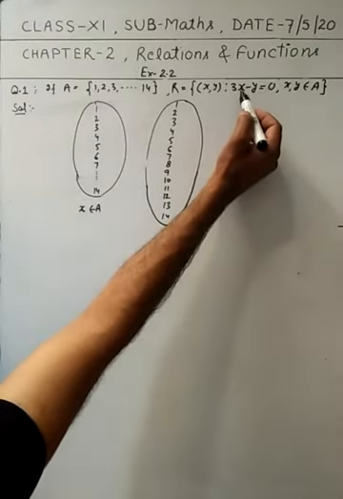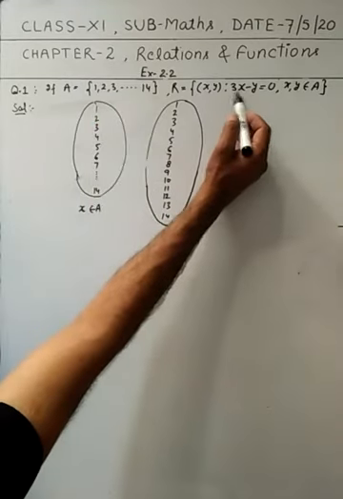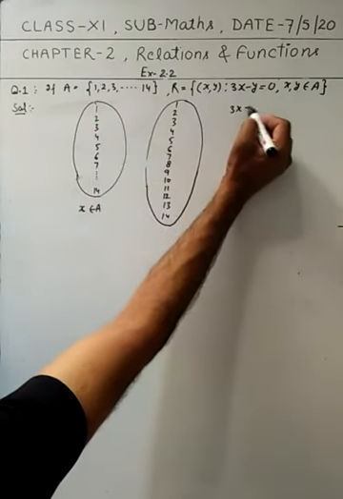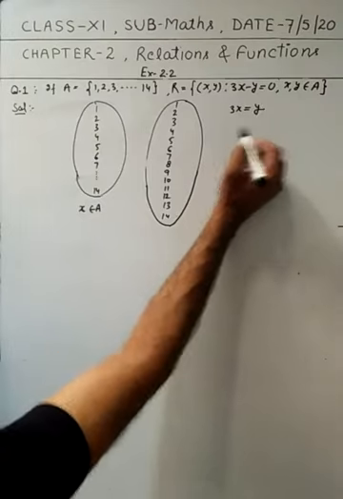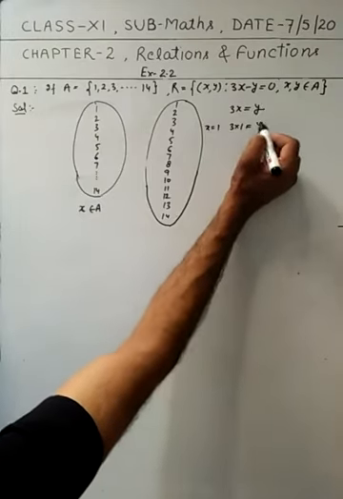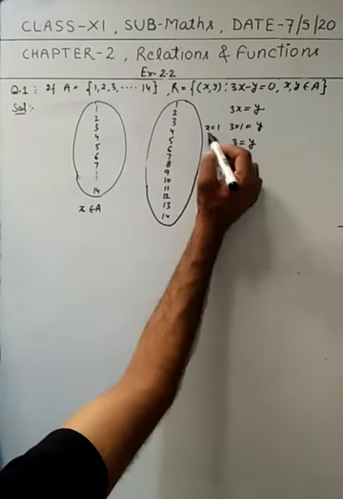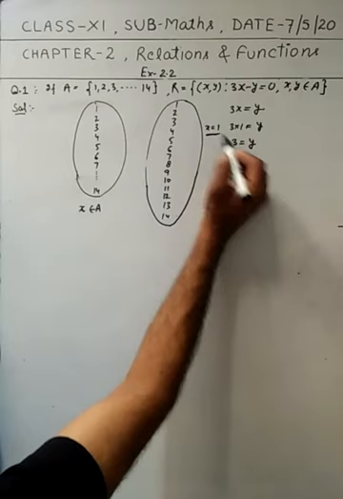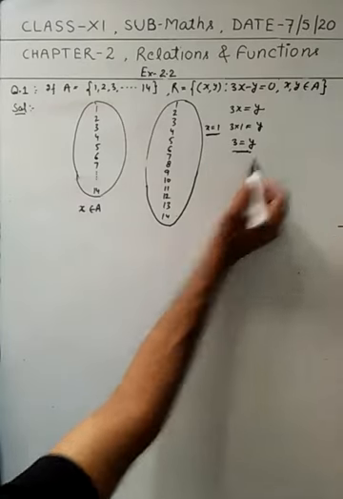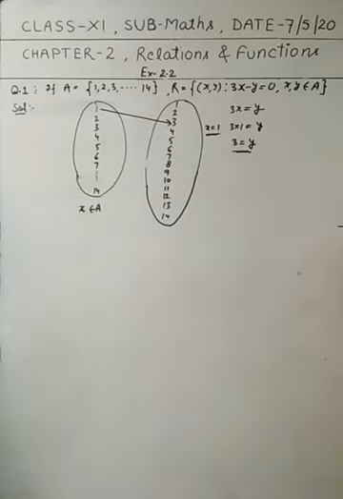Suppose I take x as 1. If I put x as 1 here, then 3x equals y. Putting the value of x equal to 1, 3 into 1 equals y. So y equals 3. So when we take x value 1, we get y equal to 3. 1 is connected with 3.